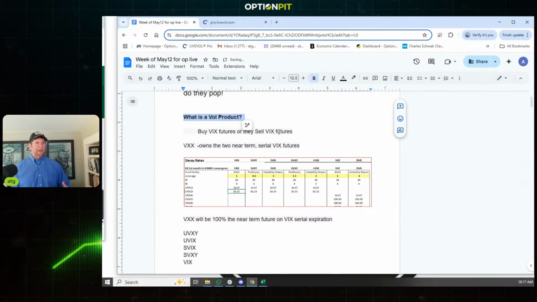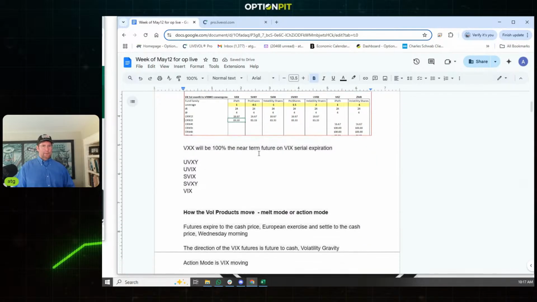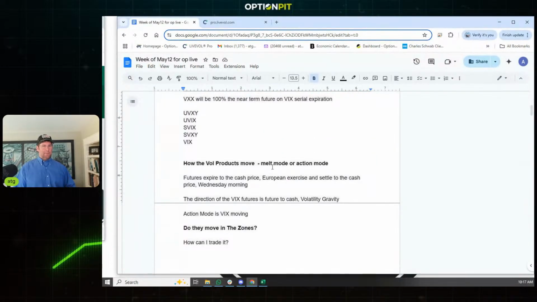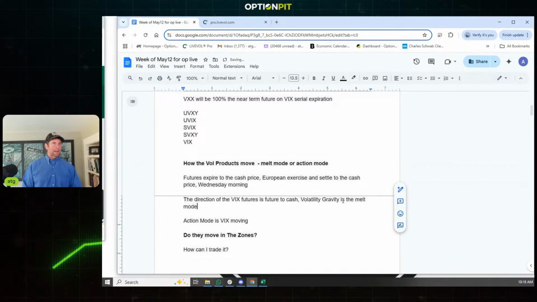So we've got what is a vol product? They own the futures. How the vol products move, we have a melt mode and we have action mode. Action mode is VIX moving. Melt mode, that's our ice cube in the sun.